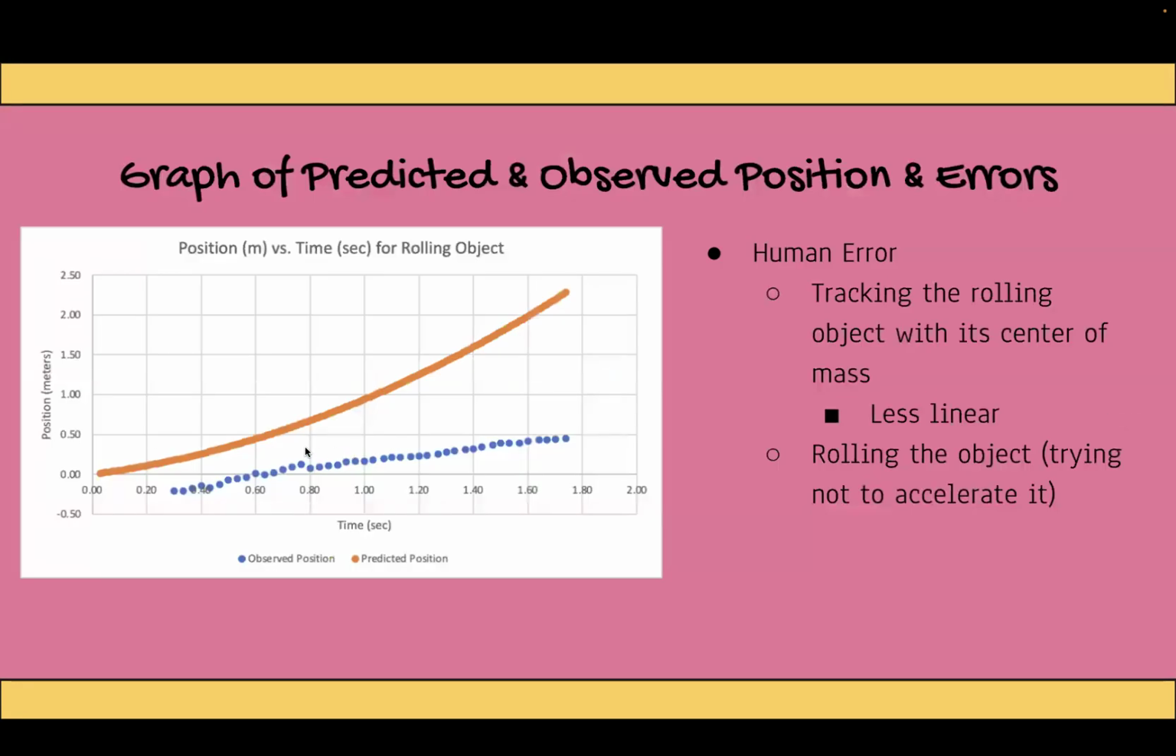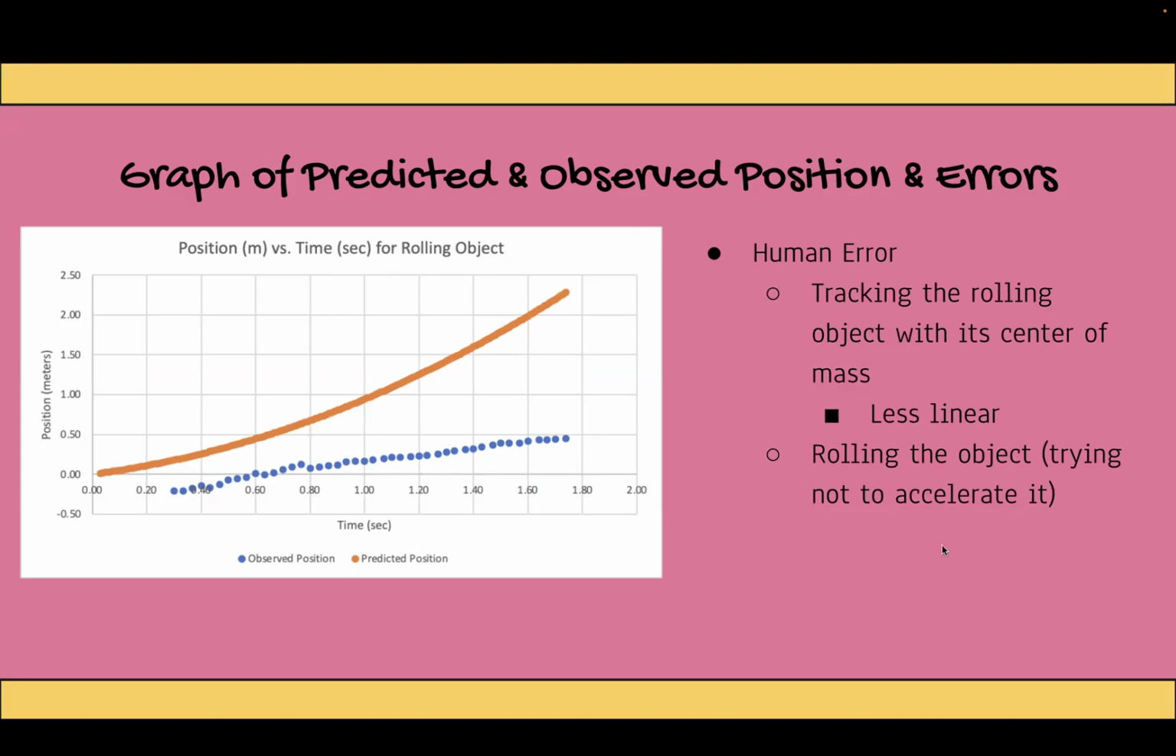Now, this is the graph of the predicted and observed position on the same graph. And as you can see, as I mentioned previously, the predicted position using GlowScript is more of an increasing slope, whereas the observed position is more of a constant linear slope. And there may have been possible sources of error in this lab, such as when I was manually tracking the rolling object with the center of mass, I might not have tracked it in the same position each time, and this may have resulted in a less linear curve.